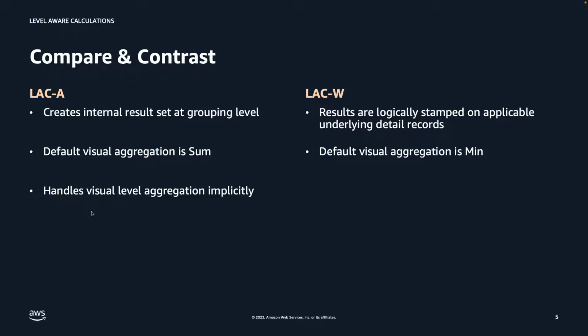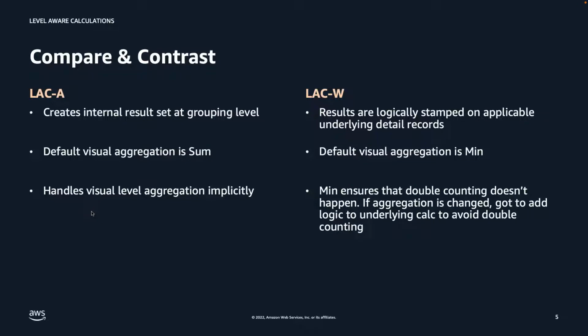A LAC-A function handles the visual level aggregation implicitly, right? So the sum function comes in there. You don't have to worry about any double counting. LAC-A handles that for you, because it's having that intermediate or internal result set at the grain that you specified as your grouping level.